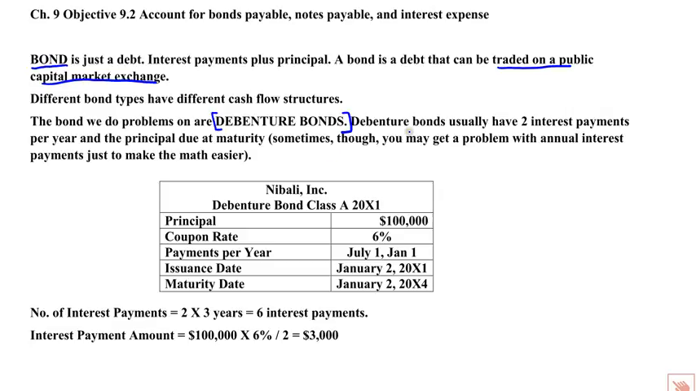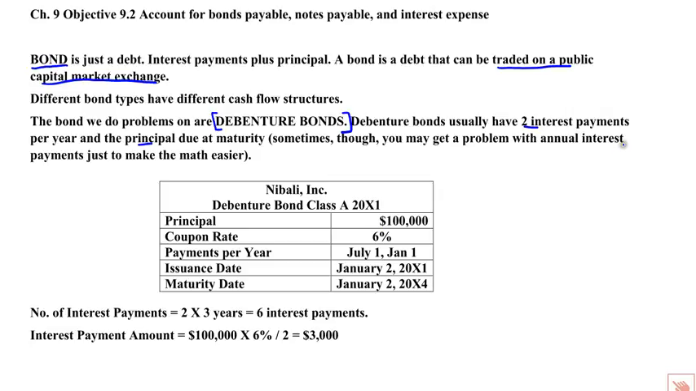All right. And in the bond market, the bonds usually just have two interest payments per year, and then the entire principal due at maturity. So two interest payments per year, entire principal due at maturity. So it's interest only, and at the very end pays the full face value.